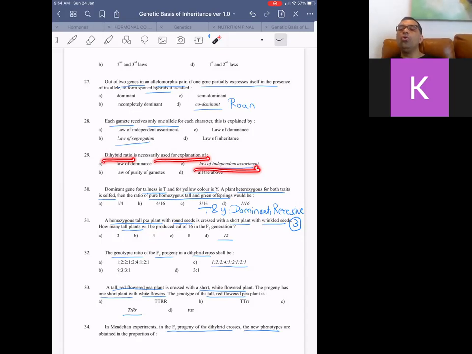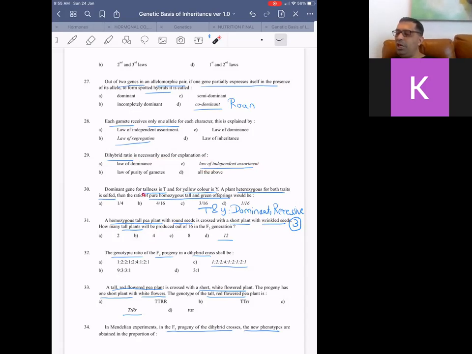In dihybrid, you got recombinants in the F2 generation. So you had crossed dominant with recessive. And in the F2 generation, you got dominant recessive and recessive dominant conditions. Recombinant. What does that prove? Law of independent assortment. That proves law of independent assortment.